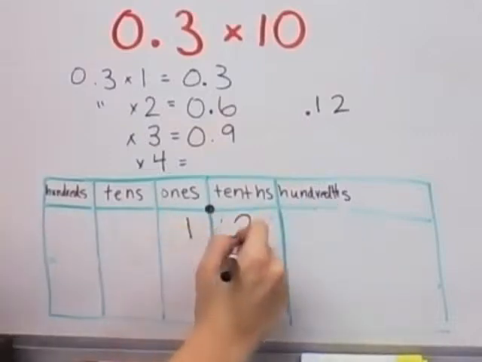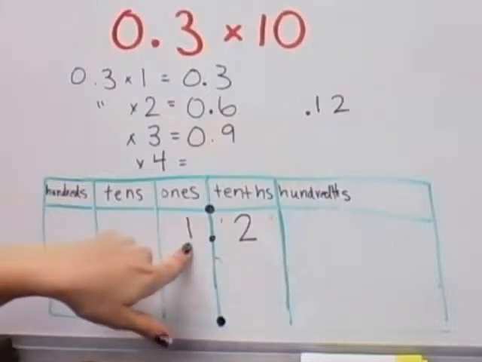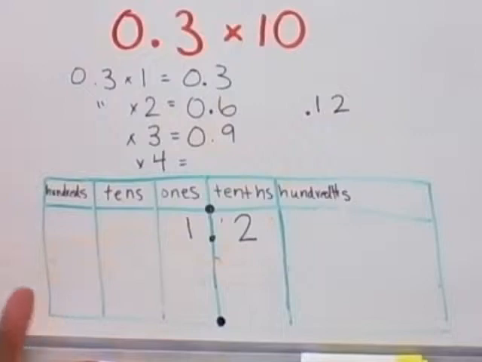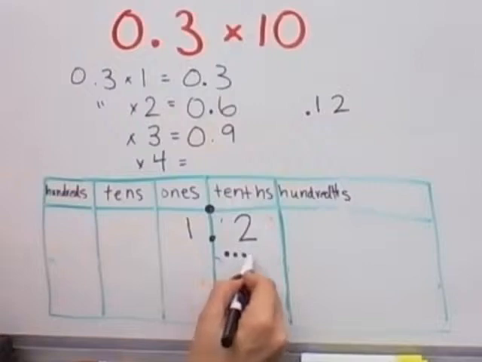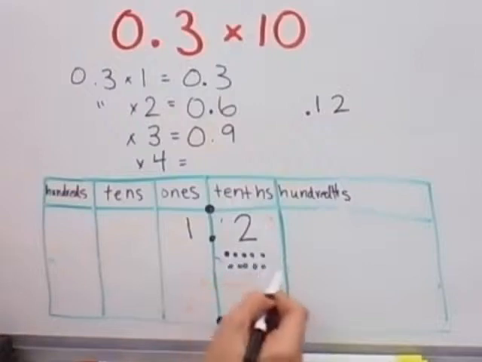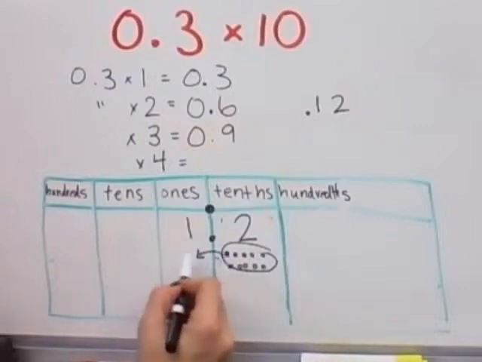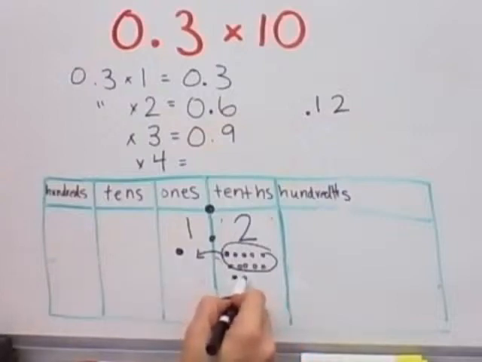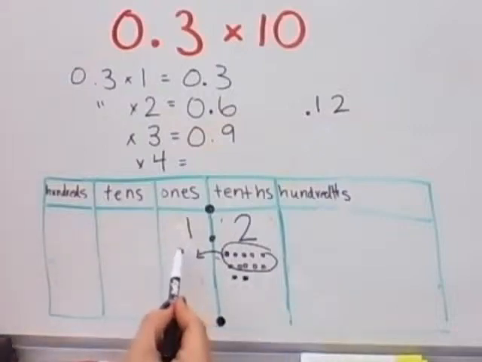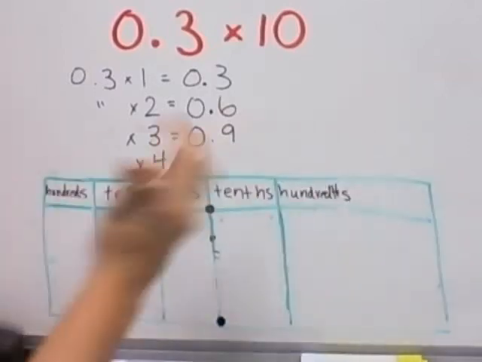This is equivalent to 12 tenths because it has a 1 in the ones place and a 2 in the tenths place. With a picture, it would have 12 tenths. So I would have 1, 2, 3, 4, 5, 6, 7, 8, 9, 10. We already talked about how 10 tenths regroups to 1. And then that makes 11, that makes 12. So what I'm left with here is 1 in the ones place and 2 in the tenths place. This equals 12 tenths.